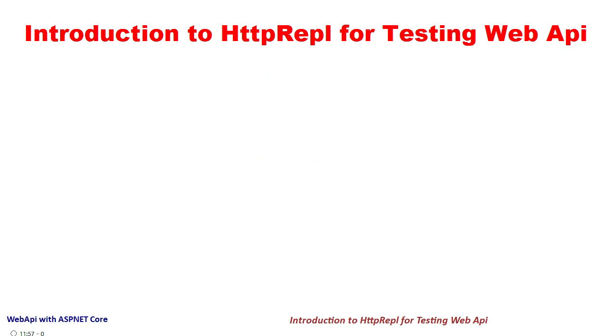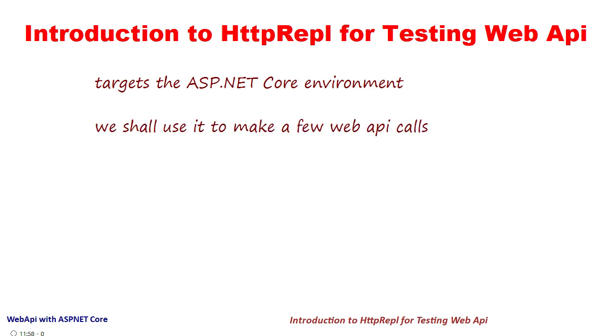HttpRepl is a command line tool for testing web API. This tool targets the ASP.NET Core environment. And let's have a look at a brief introduction to this tool. We will also learn how to activate it in Visual Studio, and in the coming tutorials, we shall use it to make a few web API calls also.